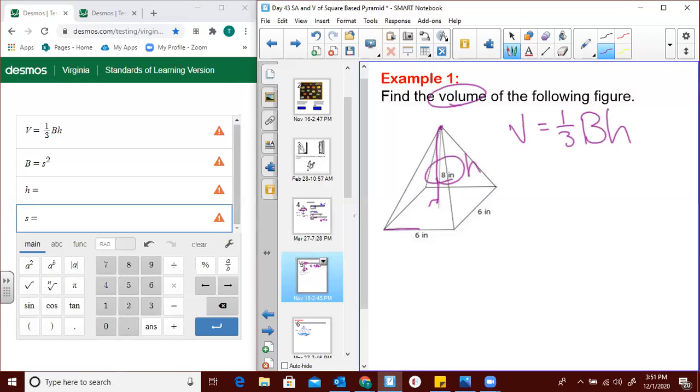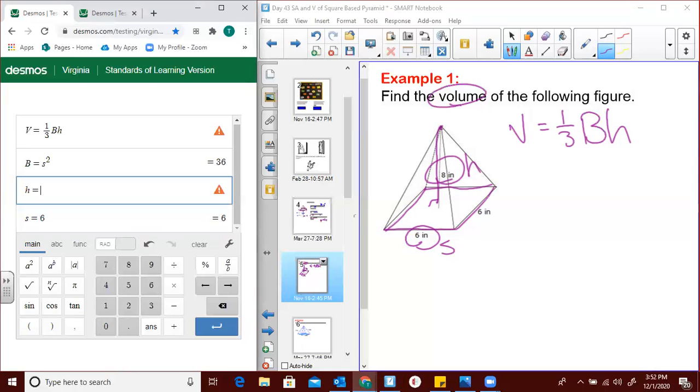All right, and then when we look, you can see that our pyramid has a square bottom, or a square base. So those are going to be our 4 different sides. And so 6 is going to be a side length. So all I have to do is plug in our 6 and our 8, and you'll see that it gives us right away, it solves our area of big B, the area of the base, which will be 36, which will go into the formula.